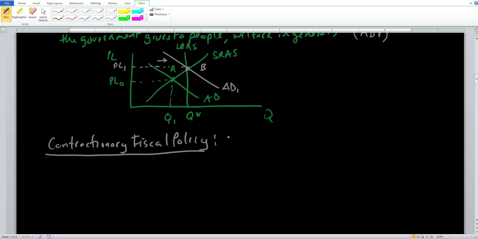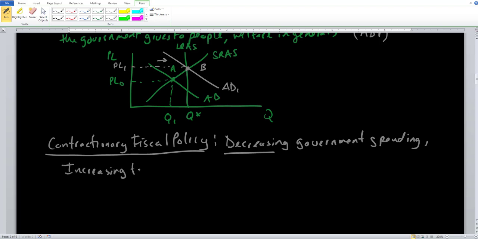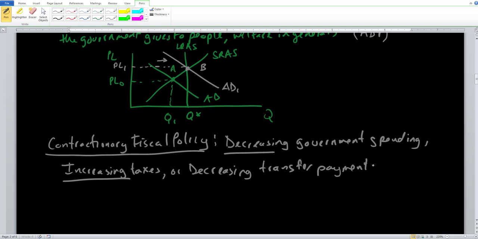So what three tools, what direction do they go? If the government wants to pursue contractionary fiscal policy, they can decrease government spending. Tool number one. Tool number two is to go ahead and increase taxes. And tool number three is, of course, to decrease transfer payments. So less spending, less welfare, and higher taxes.